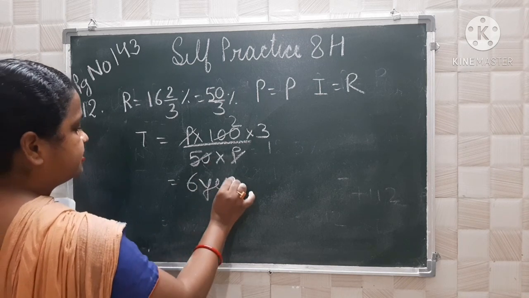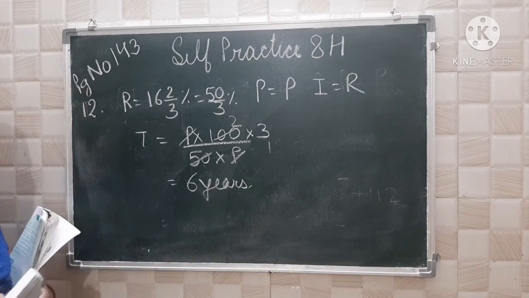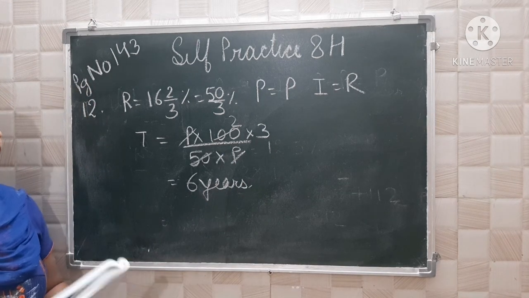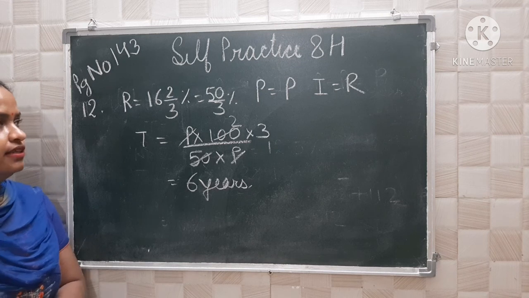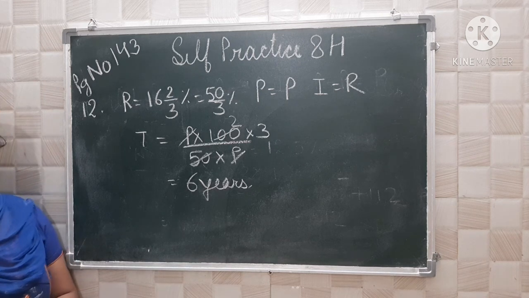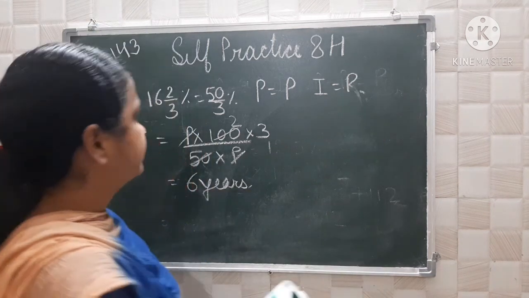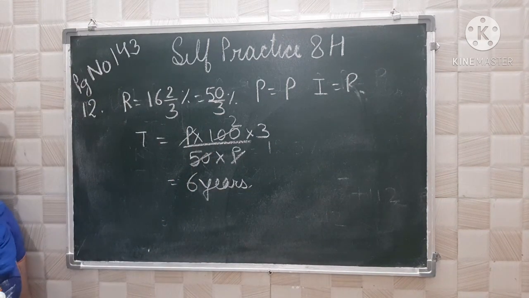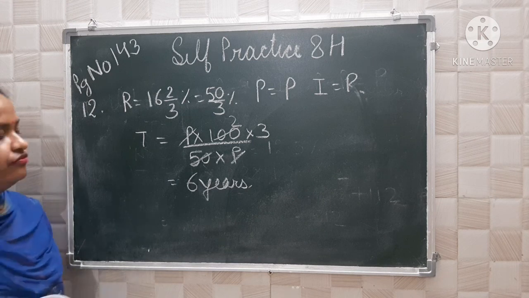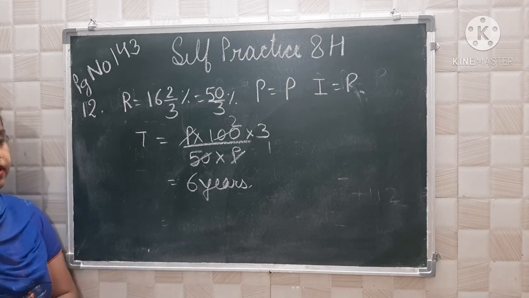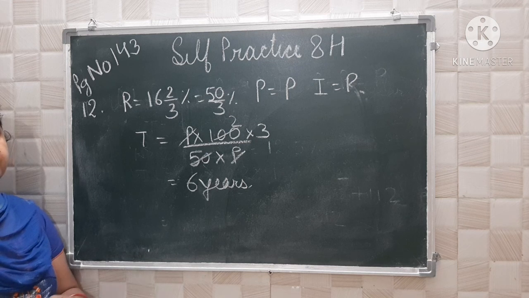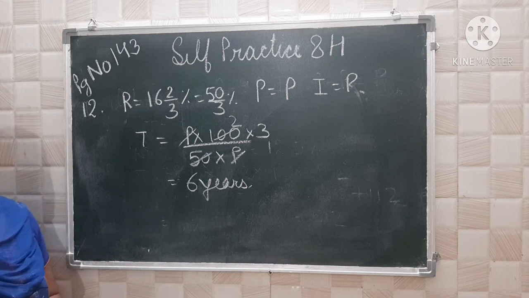Then how many years will it be double? In 6 years. The rate is 16 2/3%, that is 50/3%. P and I should be equal, that is P only. So what will be the time? P into 100 upon 50 into P. 50 2s are 100 and 2 3s are 6. Then how many years will it double itself? In 6 years. Okay students.